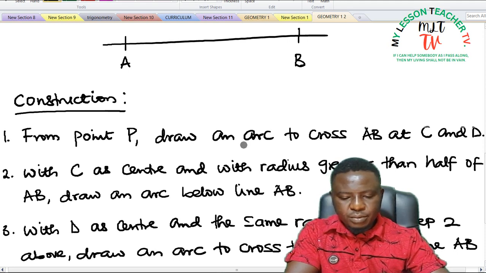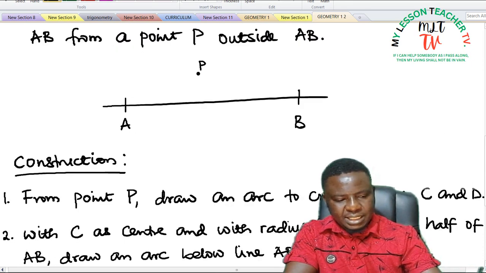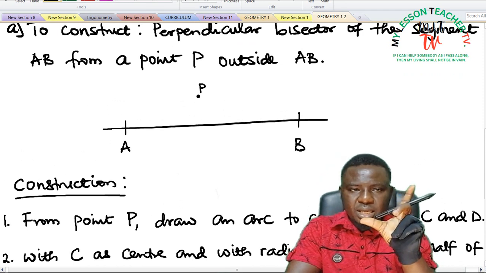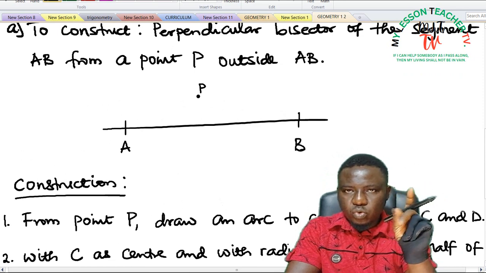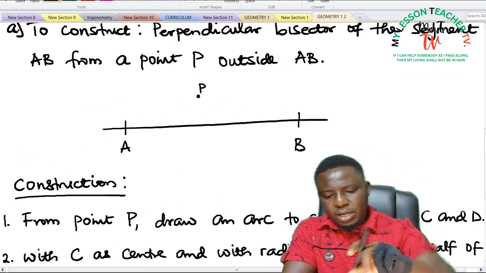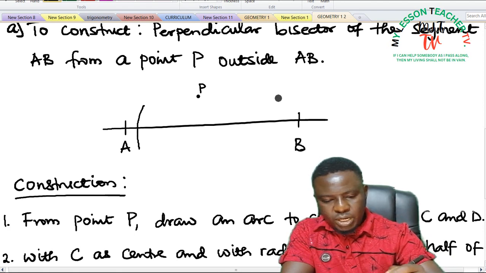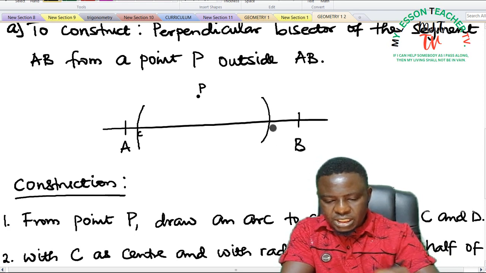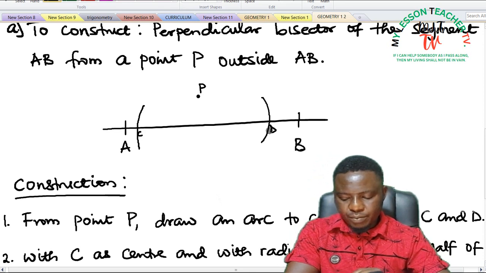From point P, draw an arc to cross AB at C and D. Now, what that means is, get your compass, extend it to a given radius. Then with P as center, you construct an arc this way and this way. So it gives you point C and point D on the line AB.